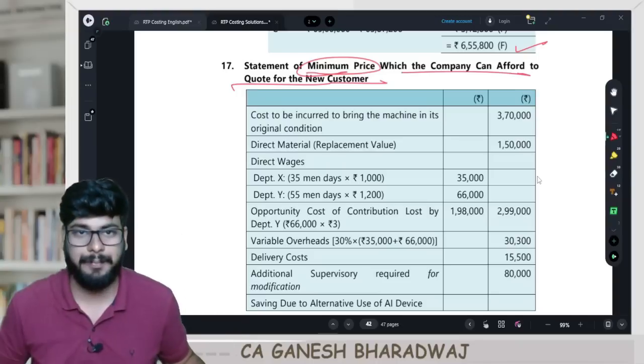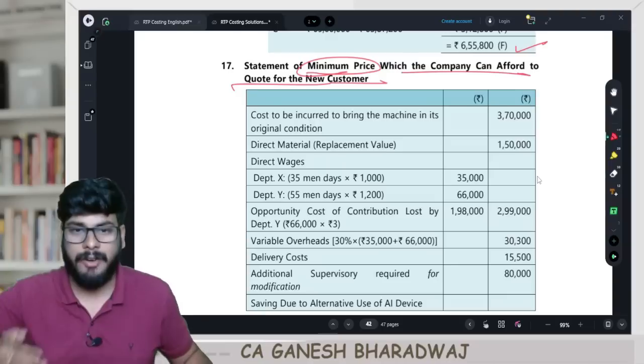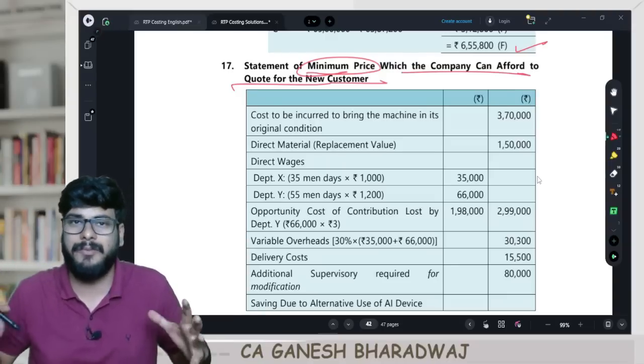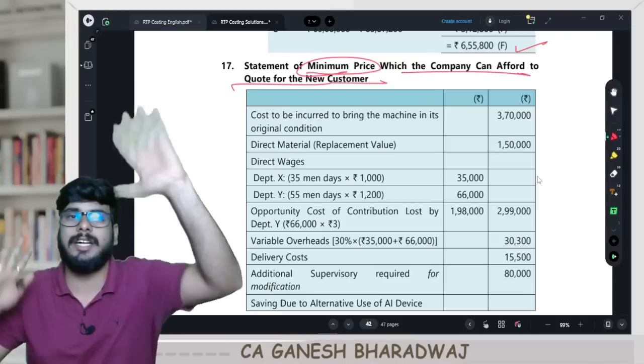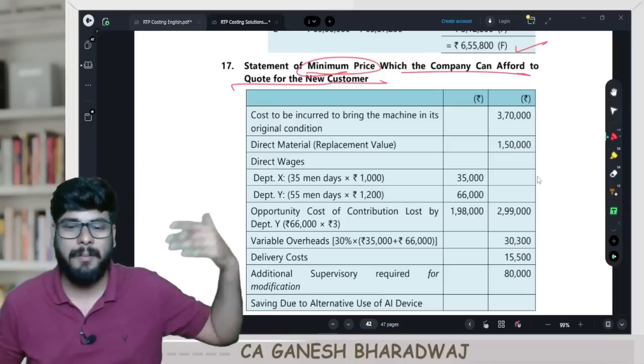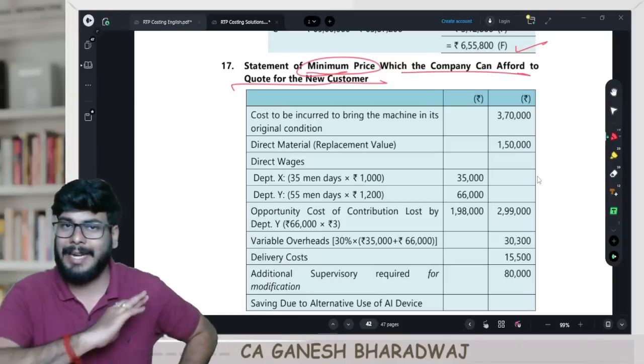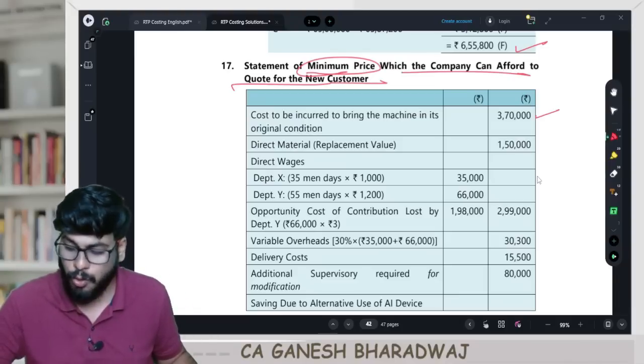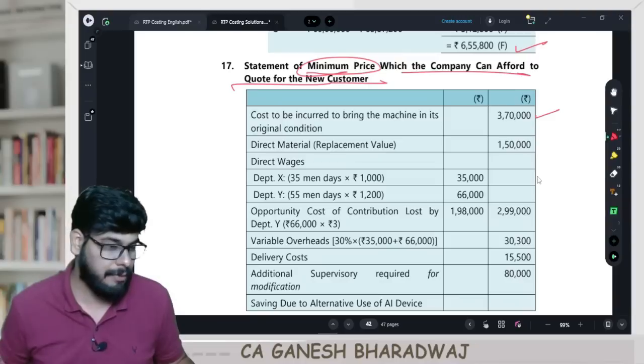So now what we need to do first is the cost to be incurred from today onwards, whatever is the incremental cost and incremental benefits. That alone needs to be adjusted, and the net total cost I need to arrive at. Past is past. I cannot take that into consideration. Now, the cost to be incurred to bring the machine to its original condition. How much is that? 3,70,000.